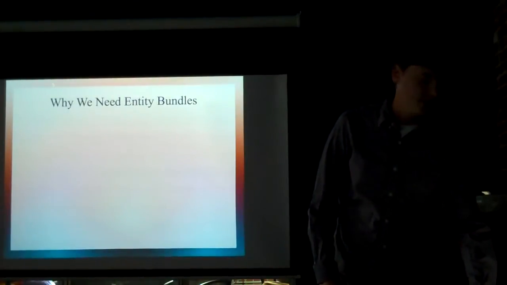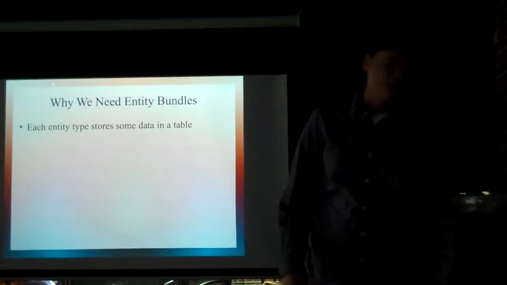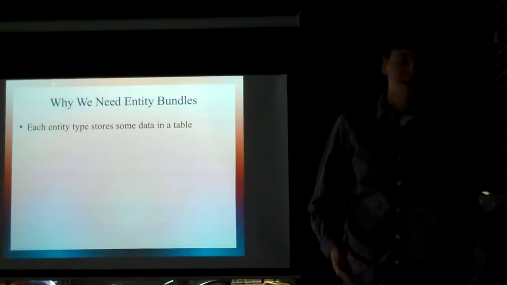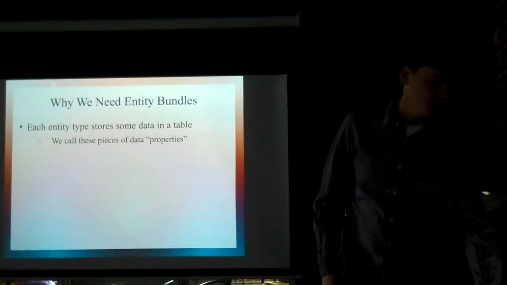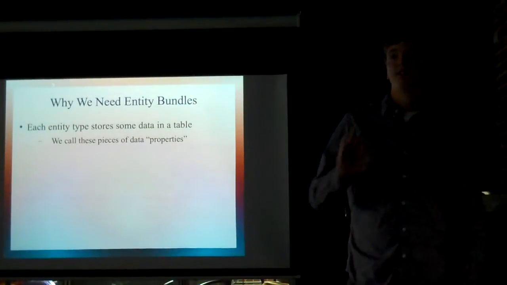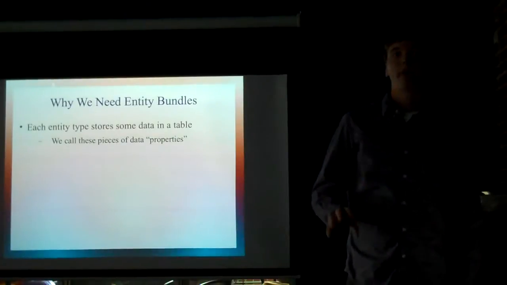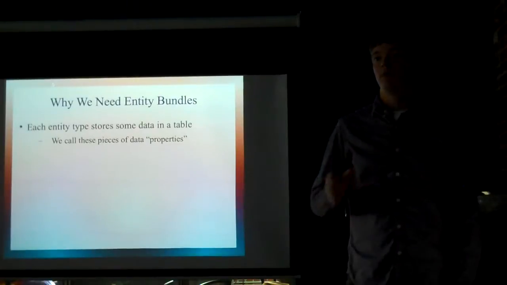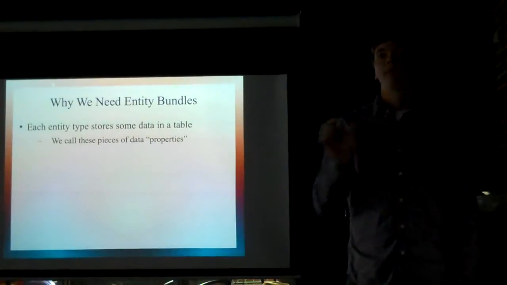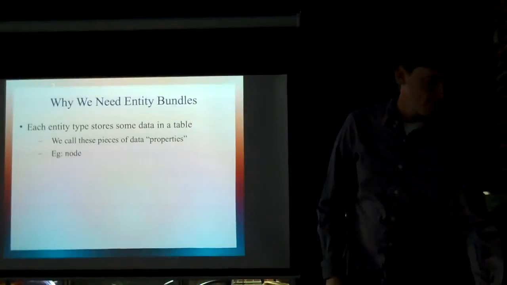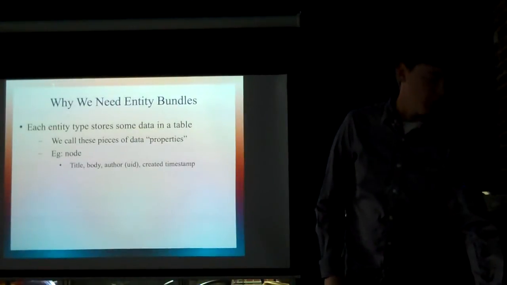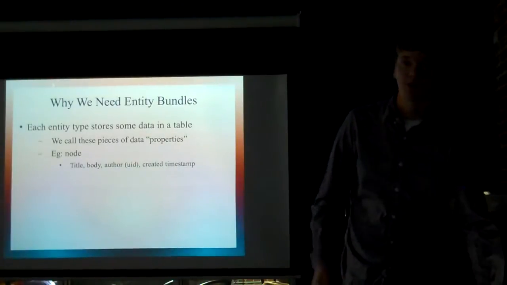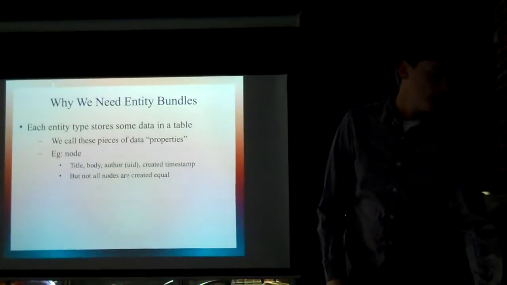So why do we need all these entity bundles? Well, if you've got some experience, you can probably guess some of this, but we talked about each entity type storing data in some table. Just a definition here, we call those pieces of data properties. So those are entity properties. So the different columns in the node table correspond to entity properties for the node. So title, body, author, which actually is UID, and created timestamp are examples of properties.